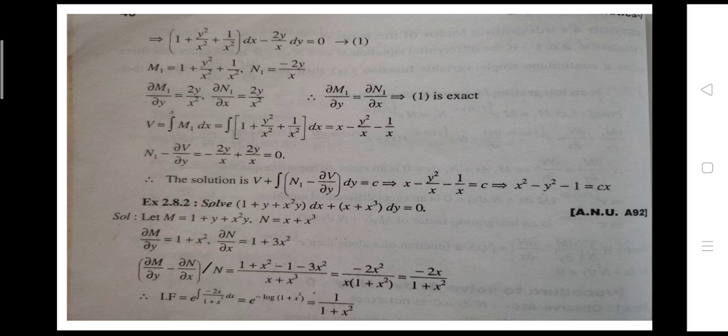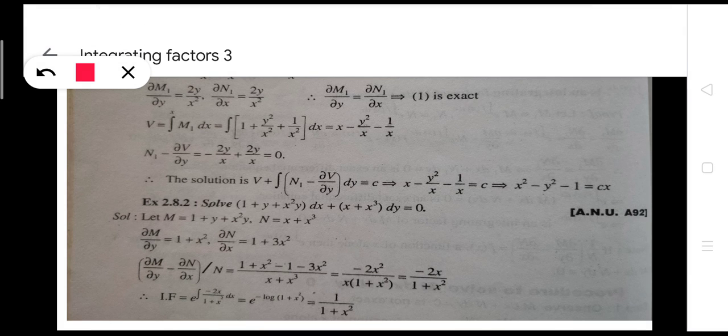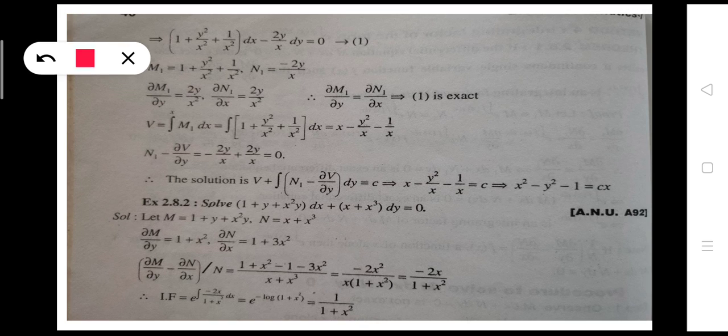And what is v? Already we found the value of v, which is written as (x minus y square) by x minus 1 by x is equal to c. Now simplifying, we get x square minus y square minus 1 is equal to cx, and this is the solution of the above given differential equation.